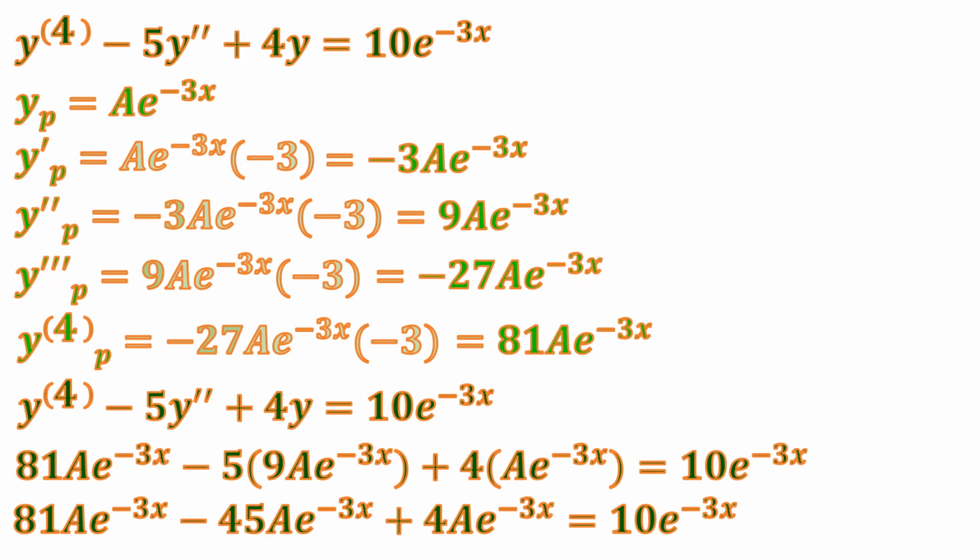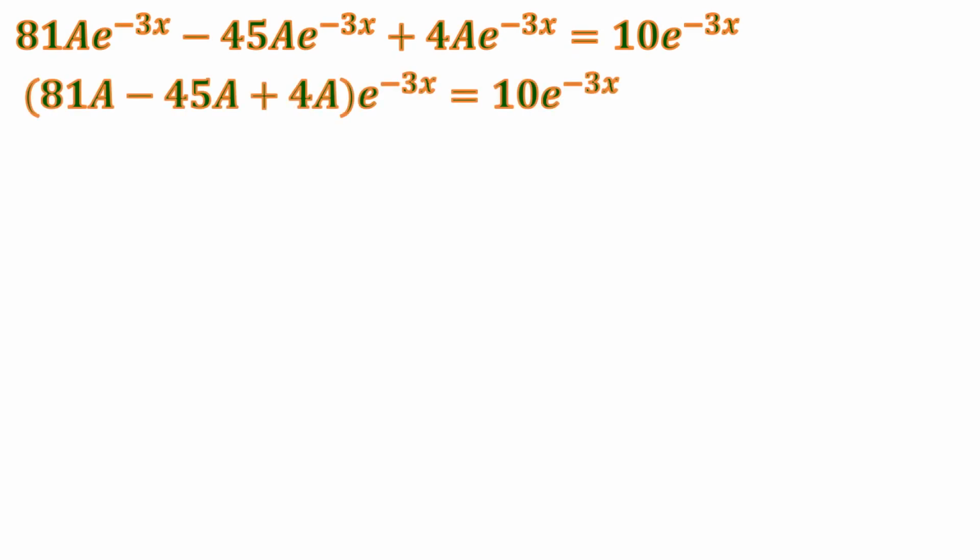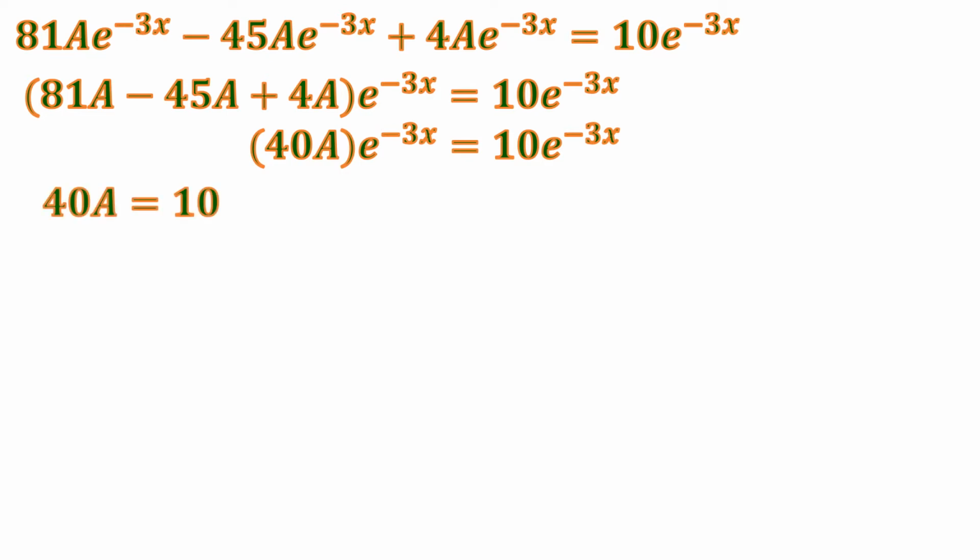Negative 5 times 9 is negative 45, and 4 times A is 4A. So let's copy the last part, and then we are going to factor out e^(-3x) so that it's easier for us to combine. So let's combine. 81A minus 45A plus 4A is 40A, and to make this equation equal, the 40A must be equal to 10. So 40A is equal to 10. Let's solve. Divide 40 on both sides, so A is 1/4.